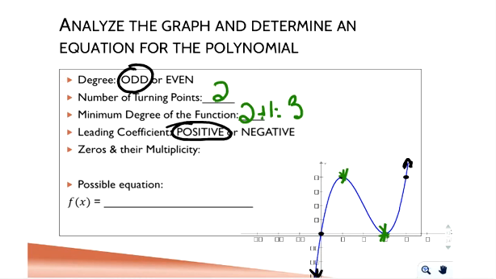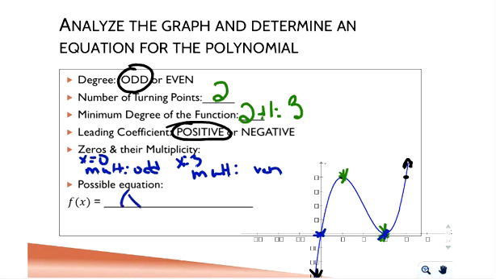For the zeros and their multiplicity, let's see. 0, and what is that, 3? All right, so x equals 0. What's the multiplicity? Odd, because it crosses the x-axis there. For 3, that multiplicity is even, because it bounces there. Okay.